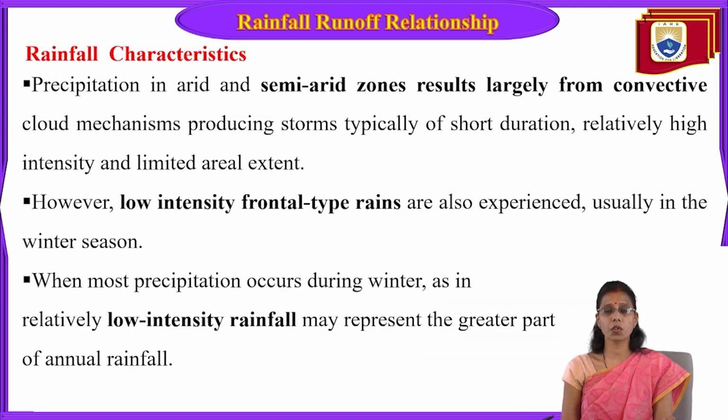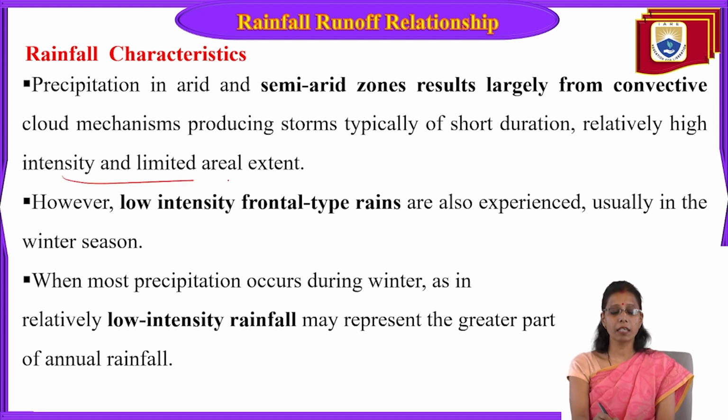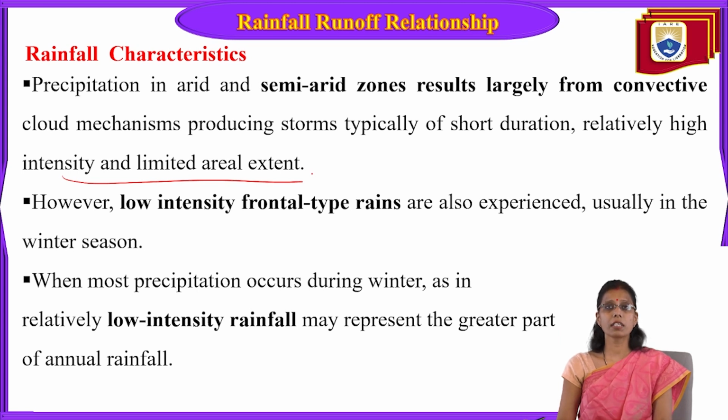Now the rainfall characteristics. What are the different characteristics? Precipitation in the arid and semi-arid zones results largely from convective cloud mechanisms, producing storms typically of short duration, relatively high intensity and limited areal extent. In the semi-arid zones the rainfall will not be very effective, it will be average. In the arid zone the rainfall is very low, whereas in zones like evergreen zones, wherever the forests are more, the rainfall is much higher.